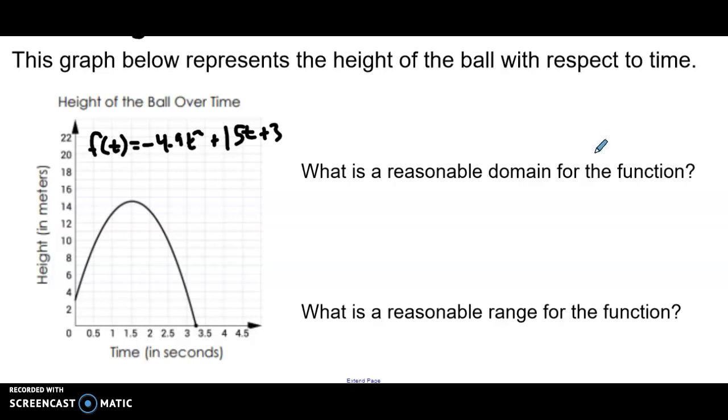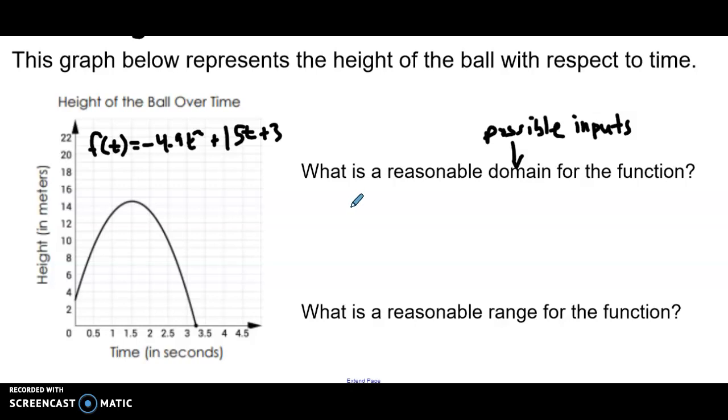So now I want to know what a reasonable domain is. Remember, domain is possible inputs. So inputs would be our t, our time. Let's look at the graph and see all of the possible times we have. So we start at 0, and it goes, and it lands here. That's between 3 seconds and 3.5 seconds.